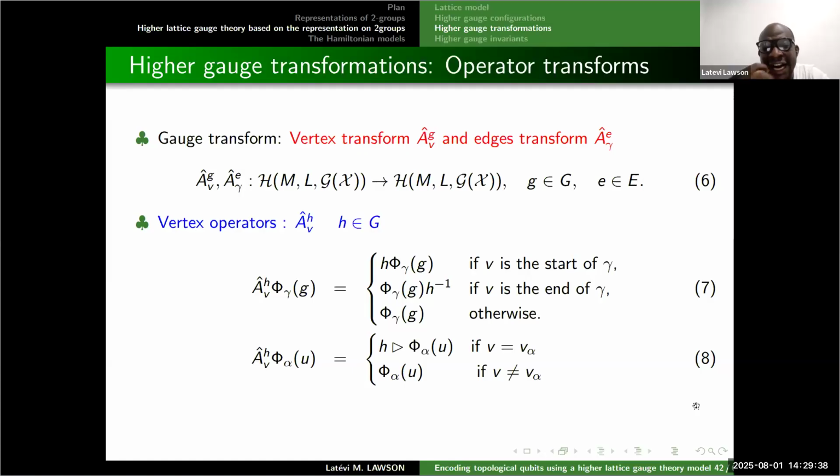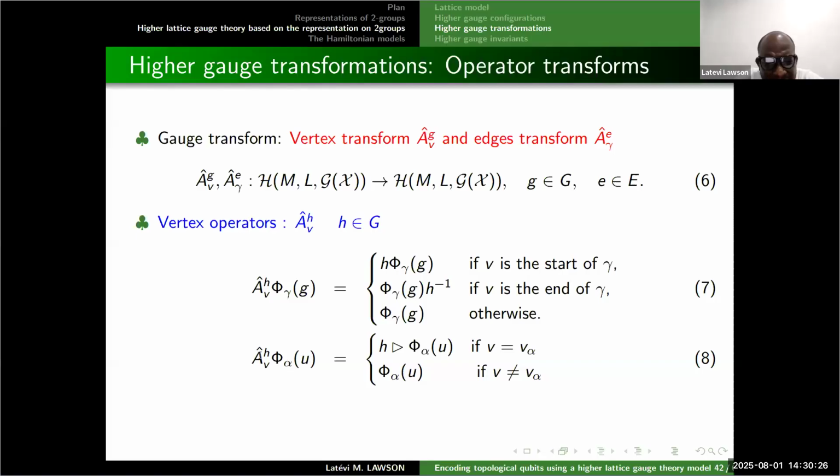The gauge transform is just an operator that acts from the Hilbert space to the other one. We define two types of operator. We have the operator that we call the vertex operator that acts from the vertex by this action of an element of the group. So if I consider the vertex operator acting on the edge representation, when V, the vertex, is the starting point of the edge, I can see that this representation is translated by h. But if V is the endpoint of the edge, gamma is inversely translated. Otherwise, it keeps the representation intact.